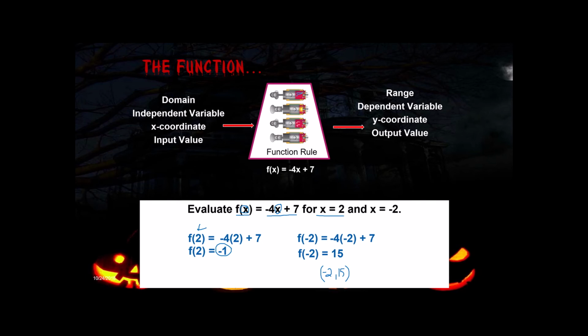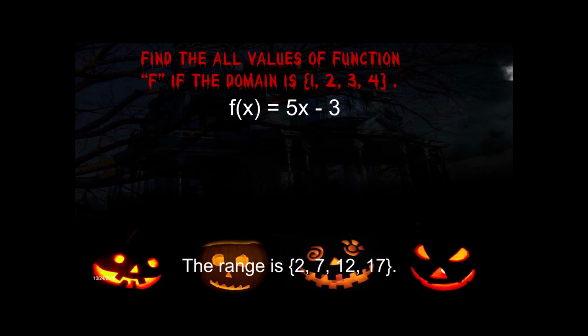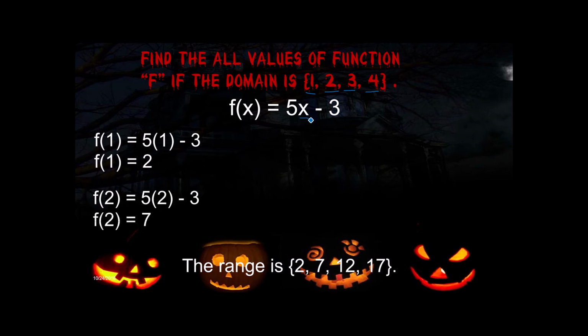Here's a couple for you to try. Find all values of the function f if the domain is 1, 2, 3, and 4. In other words, if you stick a 1 into Rule F, and then you stick a 2 into Rule F, and you stick a 3 into Rule F, and you stick a 4 into Rule F, what is going to come out? Well, we can check that. If you stick in a 1, 5 times 1 minus 3 is 2. If you stick a 2 into Rule F, you get 5 times 2 minus 3, which is 7.